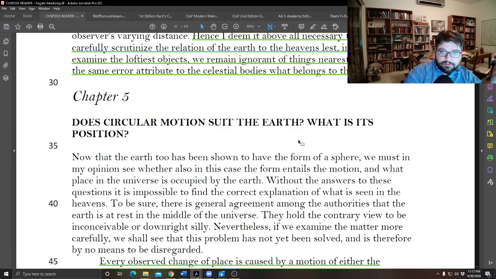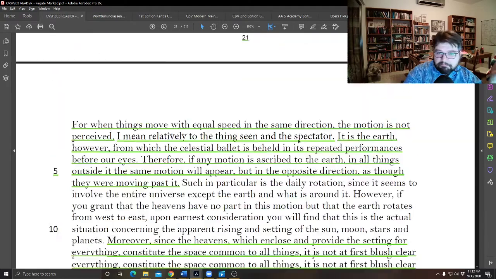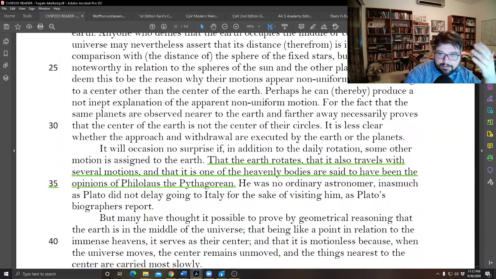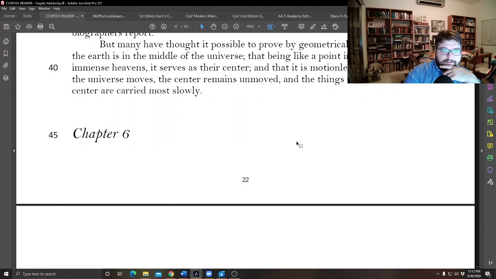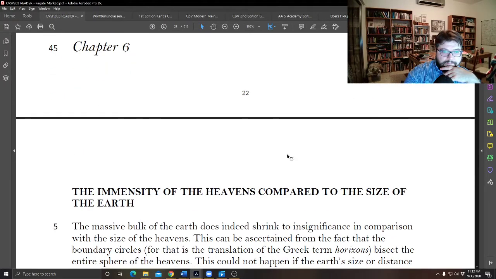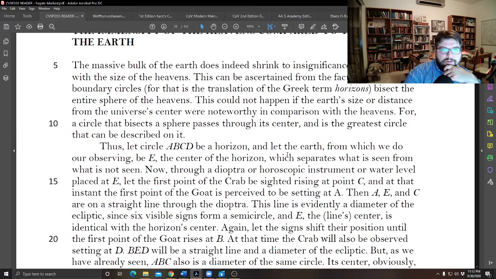Okay. Notice, what was that chapter called? Does circular motion suit the Earth? What is its position? That's the strength and the extent of his arguments in this chapter, under that heading. Chapter 6: the immensity of the heavens compared to the size of the Earth.